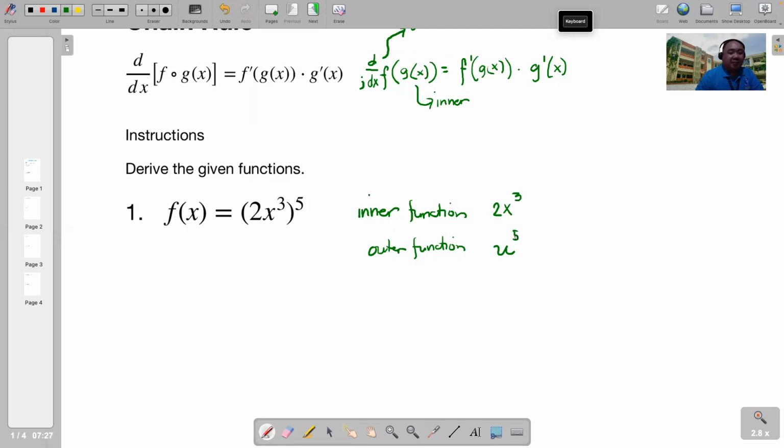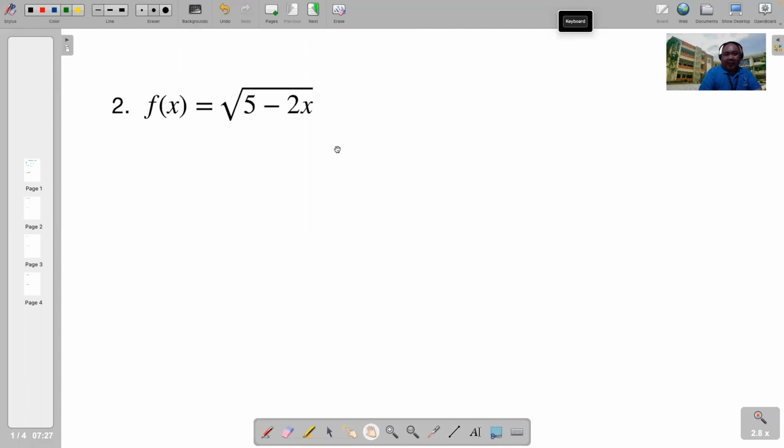Let's have another example. What about this? Can you tell me what is the inner function and what is the outer function? Right again. The inner function is 5 minus 2x. And the outer function is something square root of. And when you compose them, that's why you get square root of 5 minus 2x.